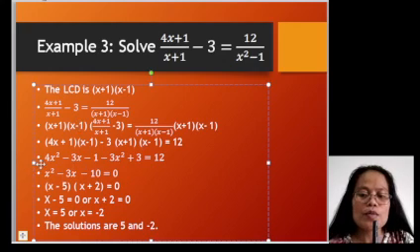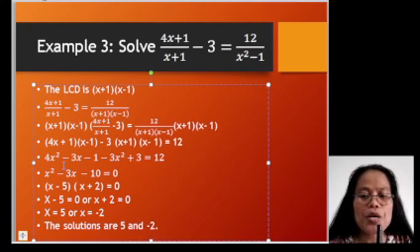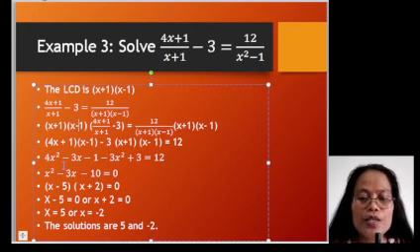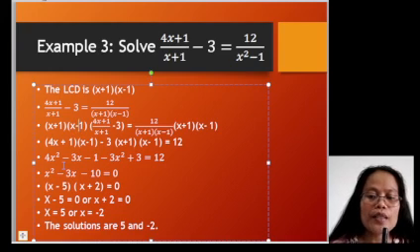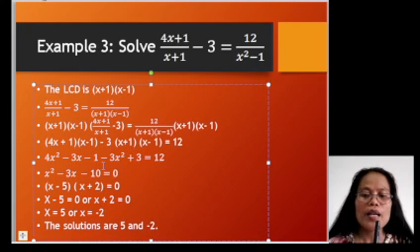We have like terms here again. Like terms are those terms with the same variables and the same exponent. So we have here 4x squared minus 3x squared is 1x squared. And then minus 3x, and negative 1 plus 3 is positive 2. And there is 12 here at the right side.